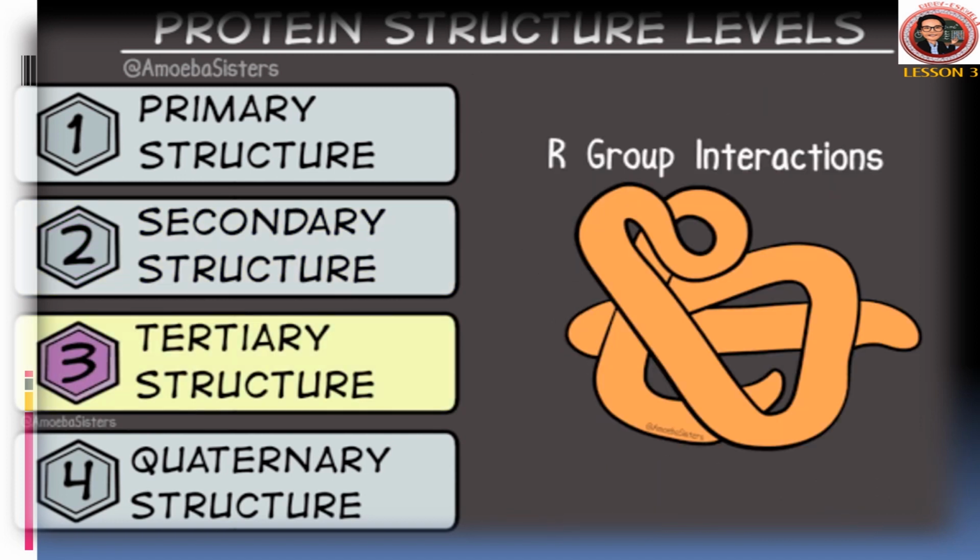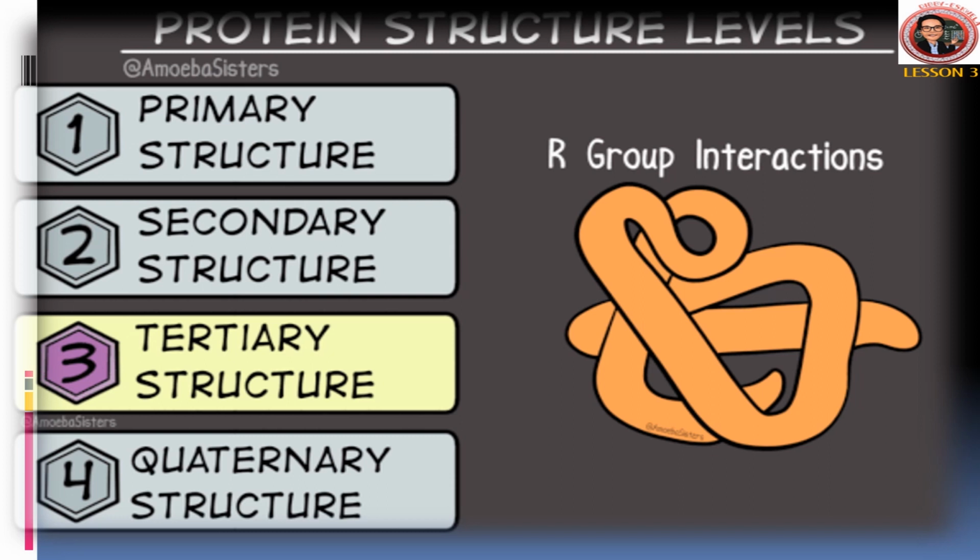Protein tertiary structure is the three-dimensional shape of a protein. The tertiary structure of a protein is the arrangement of the secondary structures into this final three-dimensional shape, or the particular three-dimensional arrangement of all the amino acids in a single polypeptide chain.